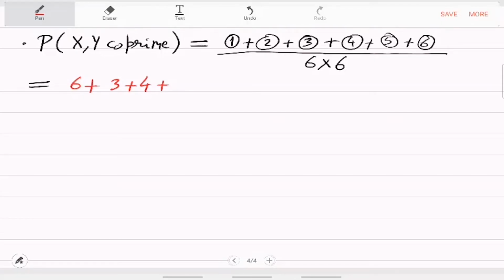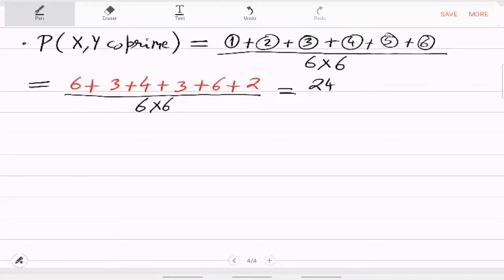If x is 4, it is like 2, which is again, so y cannot be 2, 4, 6, right. So, it is 3 possibilities like before. And if x is 5, y can be anything. And finally, if x is 6, then y can be only 1 or 5. So, that is 2. So, this divided by 6 times 6, which is what? So, that gives you 24 over 6 times 6, which gives you 2/3, right, which is around 67%.